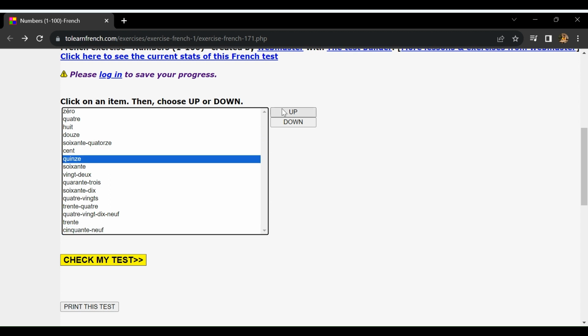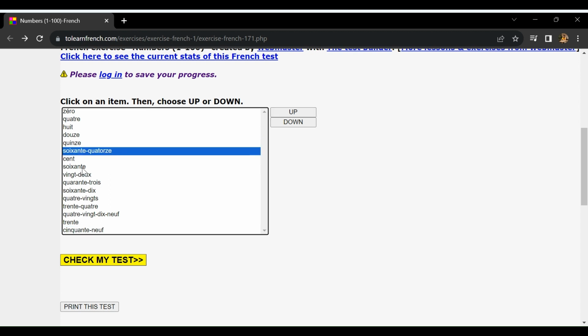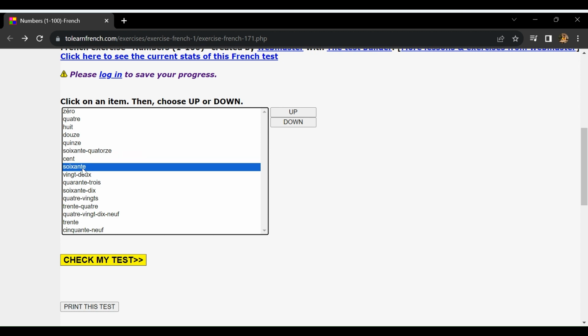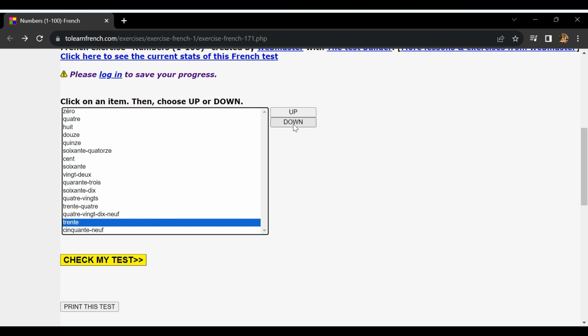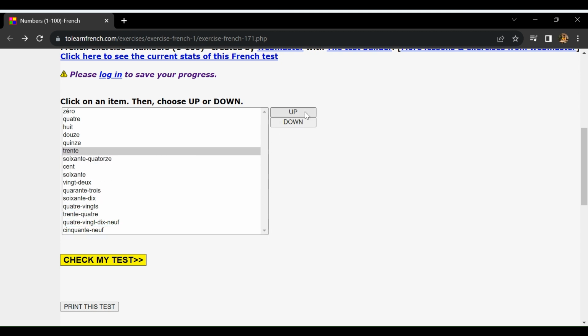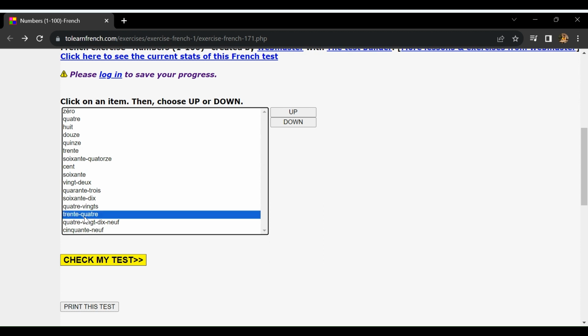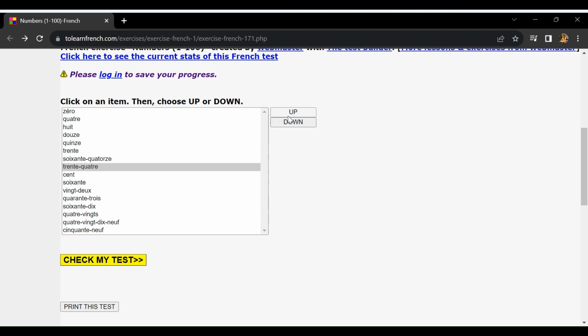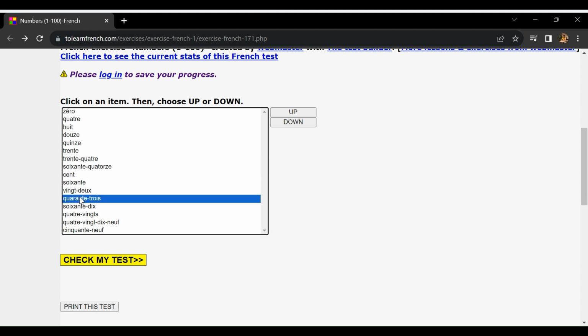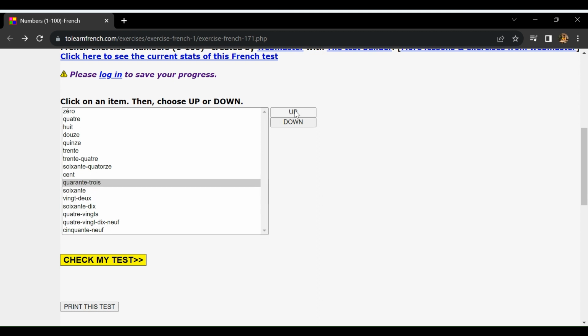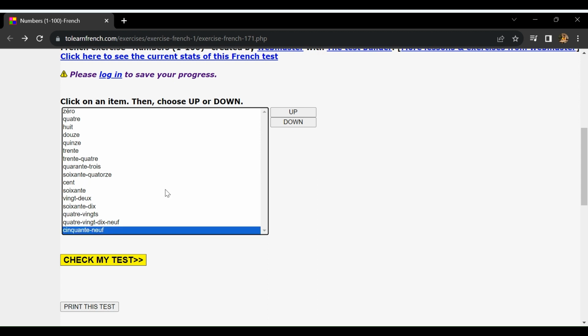quinze, which is 15, then soixante. No, I don't think soixante will come up. I guess we have to place trente, which is 30. Let's place it over here. And after that, trente-quatre, 34. Then I believe quarante-trois. Yep, quarante-trois. So let's place it over here. Cinquante-neuf. Great.